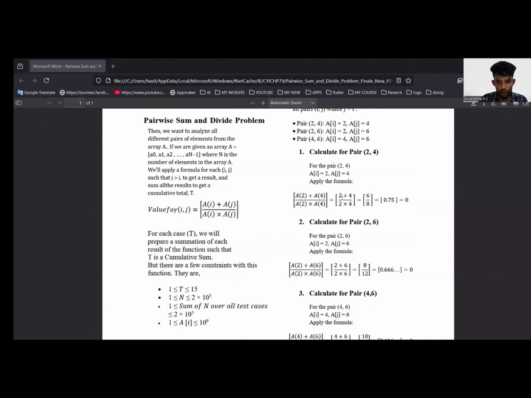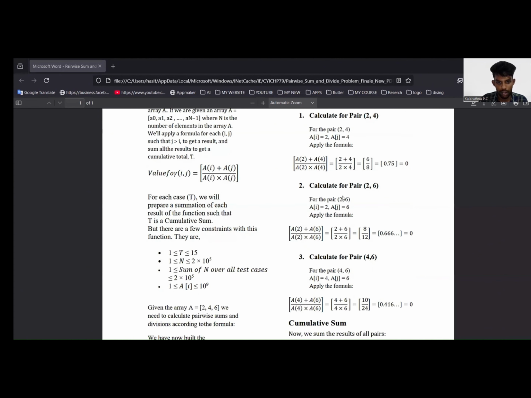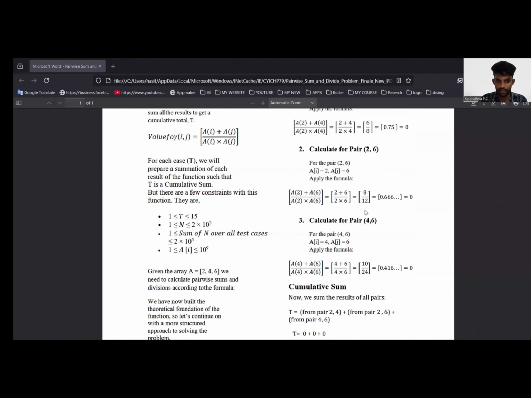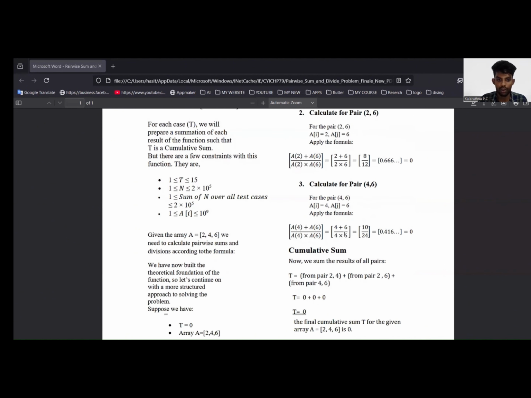Step 3. Repeat for all pairs. Do the same for the other pairs. For 2, 6: 2 plus 6 divided by 2 multiplied by 6 equals 8 divided by 12 equals 0.666. For 4, 6: 4 plus 6 divided by 4 multiplied by 6 equals 10 divided by 24 equals 0.416, which equals 0. Step 4. Add all the results together. Finally, add up the rounded down results. T equals 0 plus 0 plus 0.